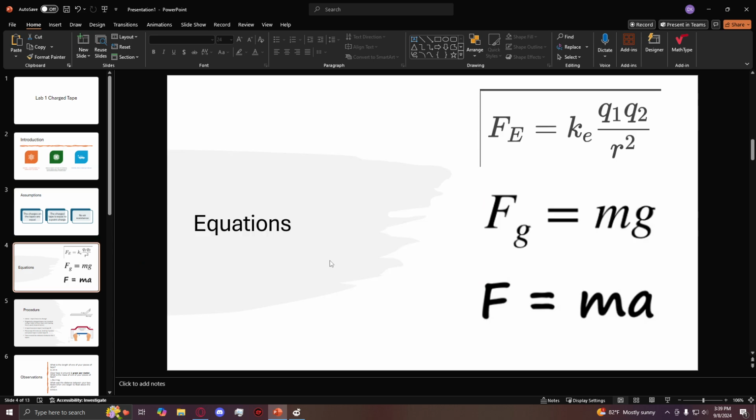The equations that we use are the electrostatic force, K Q1 Q2 over R squared, and the force of gravity, which is mass times gravitational acceleration, and F equals ma. For F equals ma, there's no acceleration in this, so F net is equal to 0.